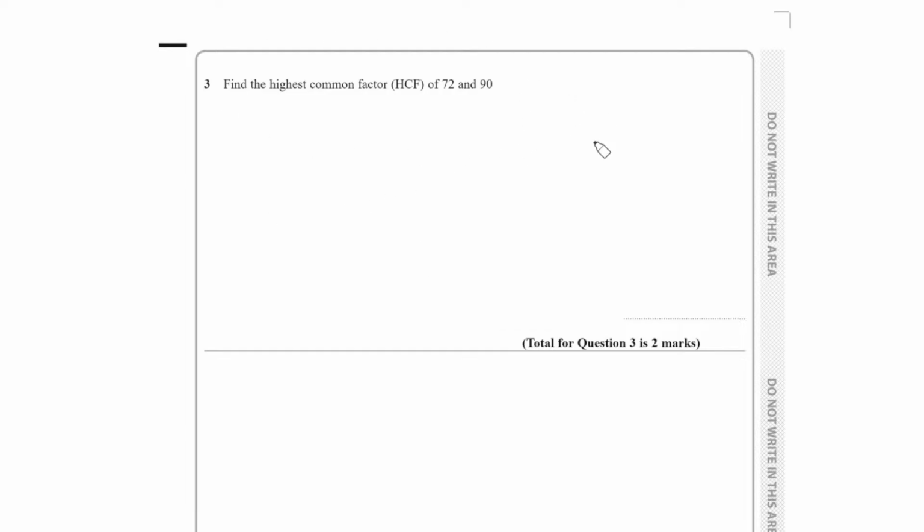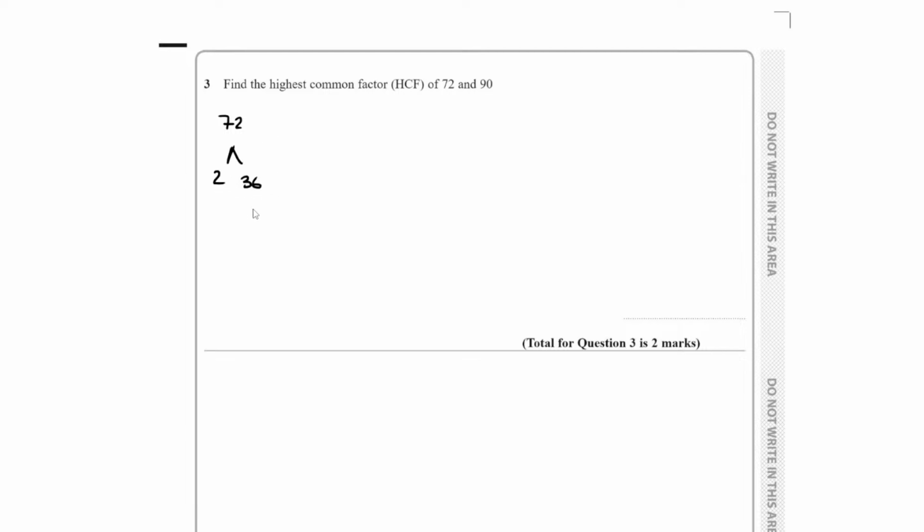Okay, you can see this one comes up all the time, specifically on non-calculator, isn't it? So highest common factor. Now there are 2 ways to do this. You can either do the product of prime factors and the Venn diagrams. That's the way I tend to do, just to be consistent. But these numbers aren't that big, so you could just list out the factors and then figure out the biggest one if you want.